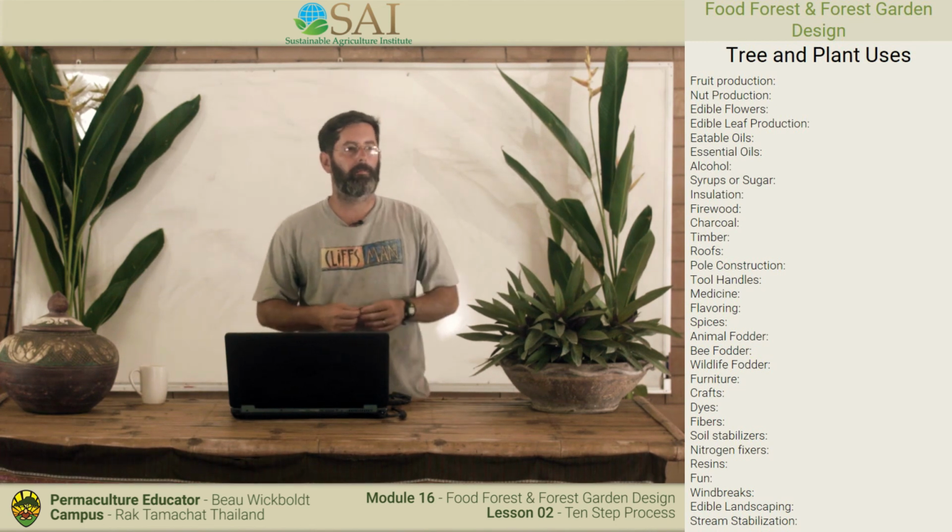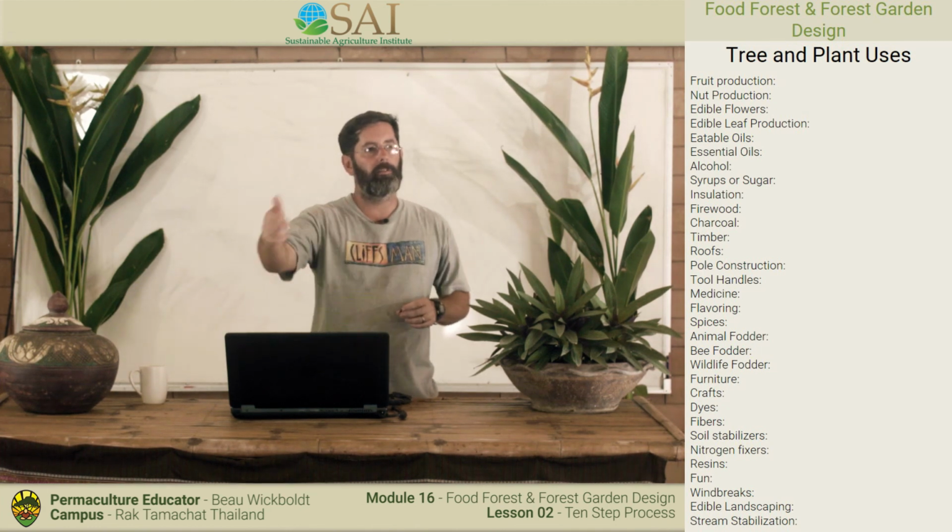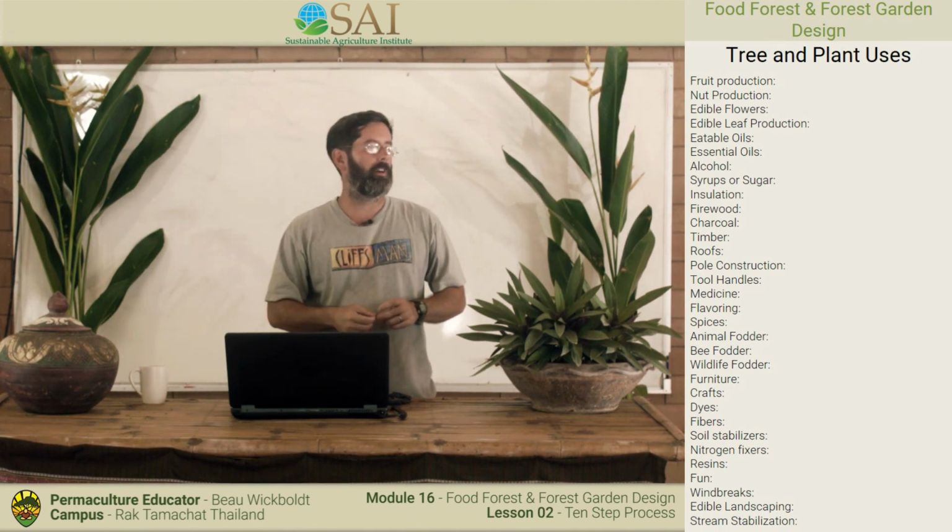I know about this tree. I know about this plant. I know what it can provide for me, and I know what I need to do for it in order for it to do that. So I create its habitat. I maintain its habitat. I become a steward.